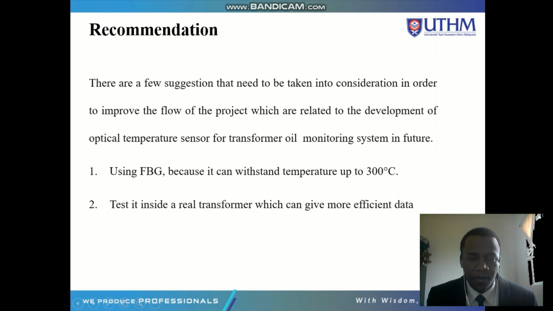And the second one is to use a real transformer to test it, which would give us more efficient data. In our case, we couldn't test in a real transformer because we didn't have the resources nor the time to do it. So we suggest that future studies test it in a real transformer.